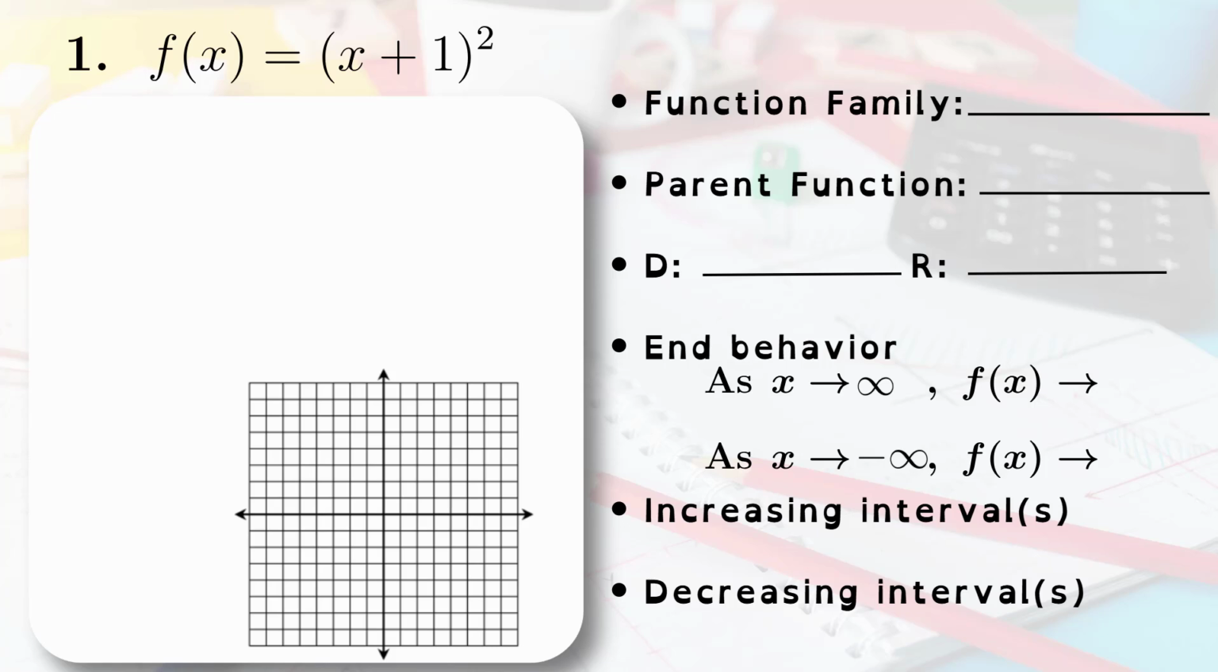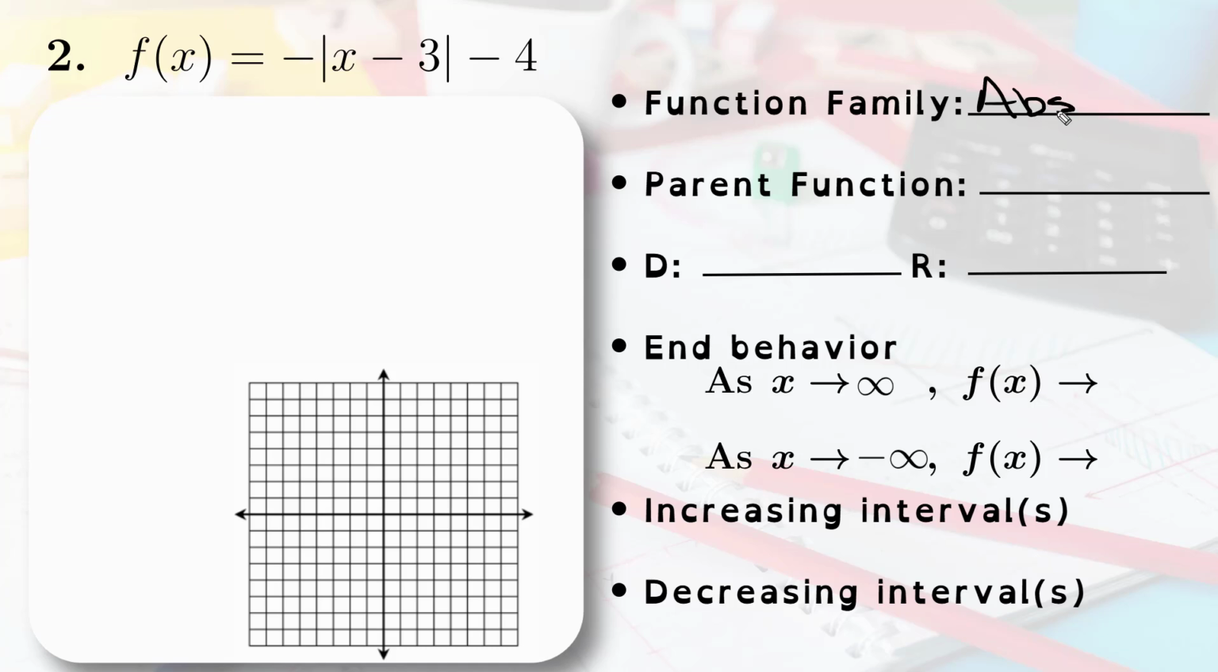The next one we have has the absolute value bars. So therefore, it is the absolute value function family. And the parent function of that is f of x is equal to absolute value of x.